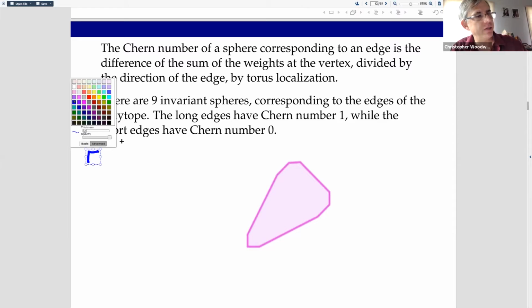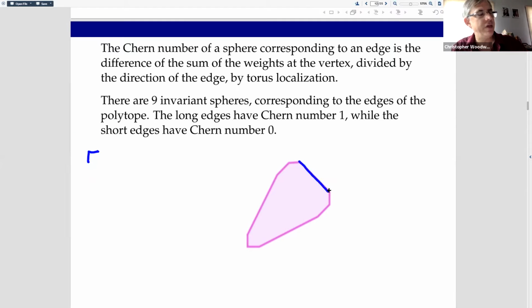So the point is that something like this edge corresponds to a sphere of Chern number 1, because if I start from this edge here and I go to this edge here, then these two edge vectors are related by exactly adding on the direction of the edge that they're separated by. But this edge here, this would be c1 equals 2, actually. That's a harder one.